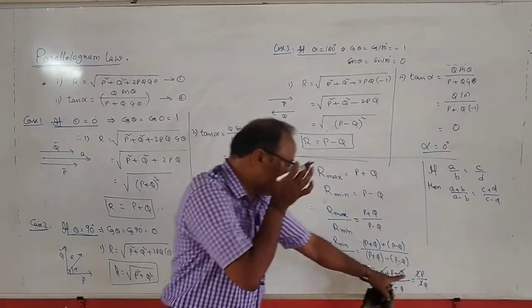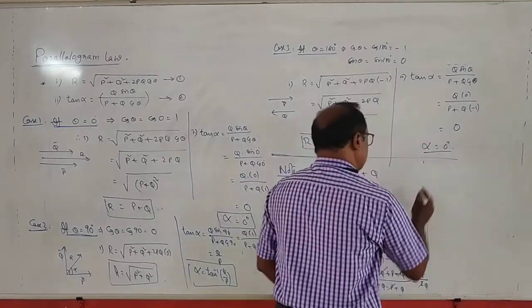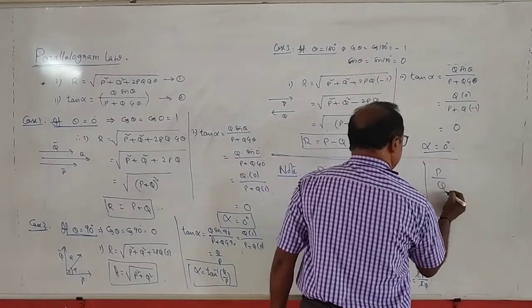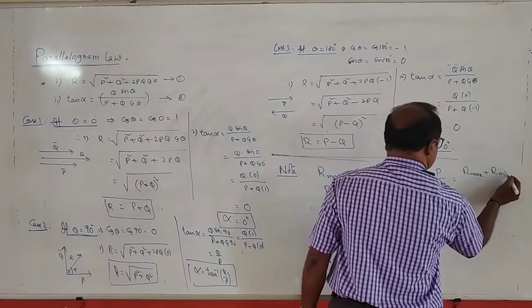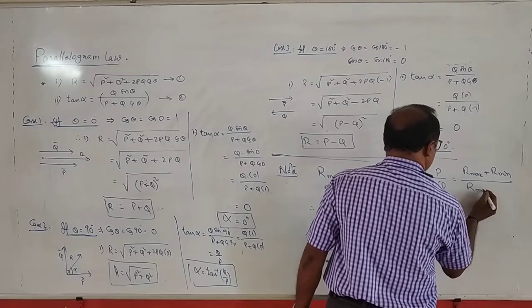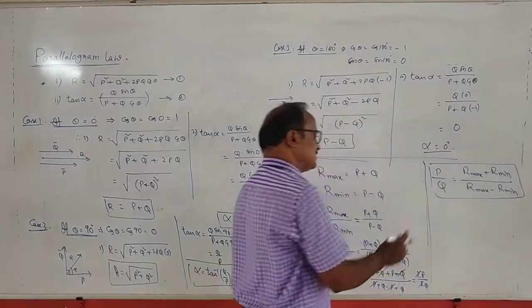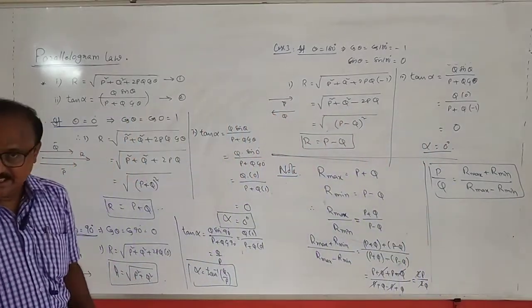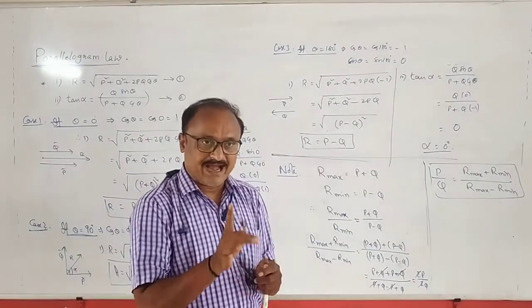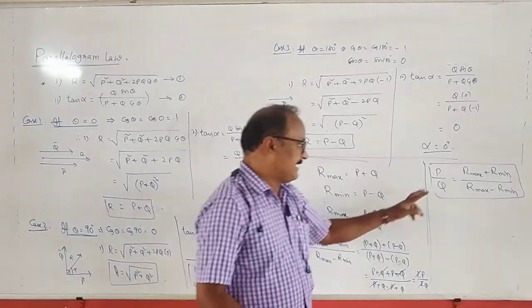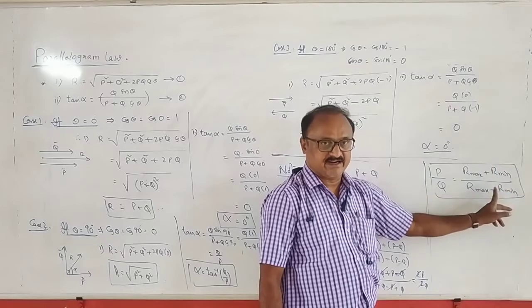Then P by Q is equal to what? P by Q is equal to R maximum plus R minimum by R maximum minus R minimum. Okay? A very important relation. In terms of R maximum and R minimum, the ratio between the magnitudes of two vectors is P by Q equal to R maximum plus R minimum by R maximum minus R minimum. This is the required relation.